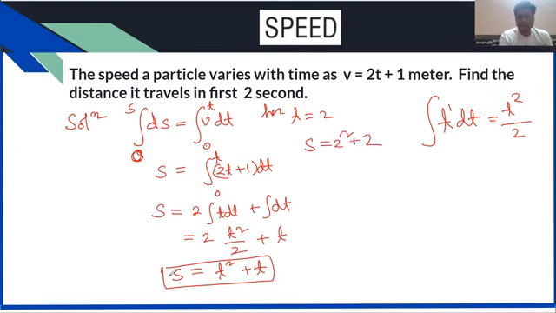t square plus t, so it will be 4 plus 2, that is 6. The distance will be 6. So it goes up to 6 meters. All are in SI, so it will be meter only.